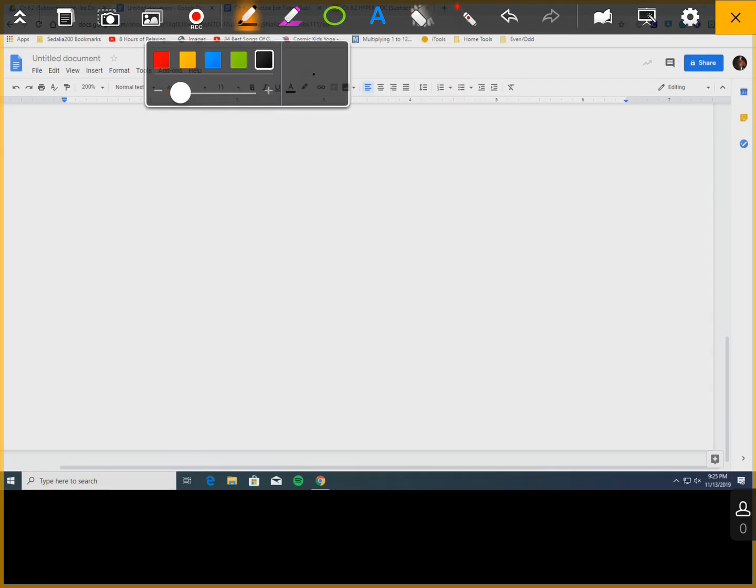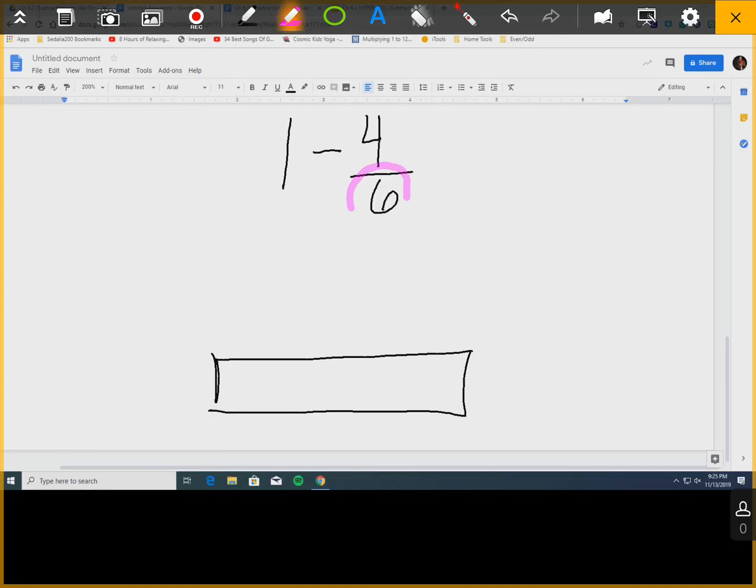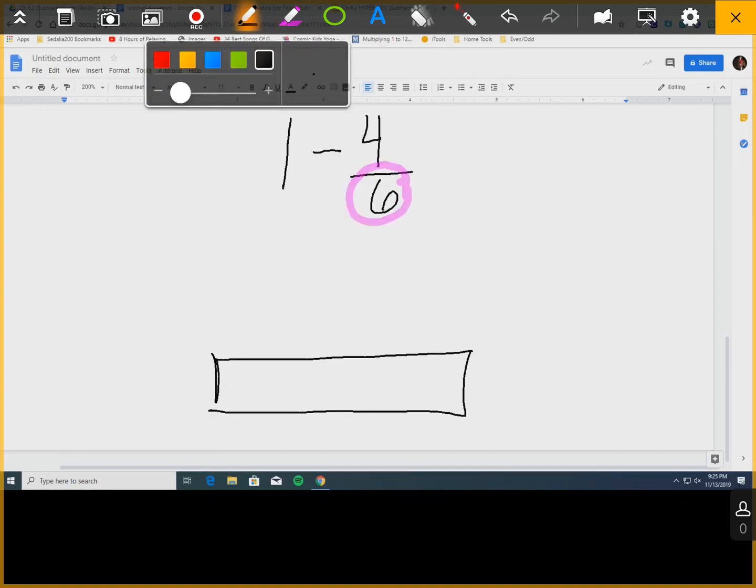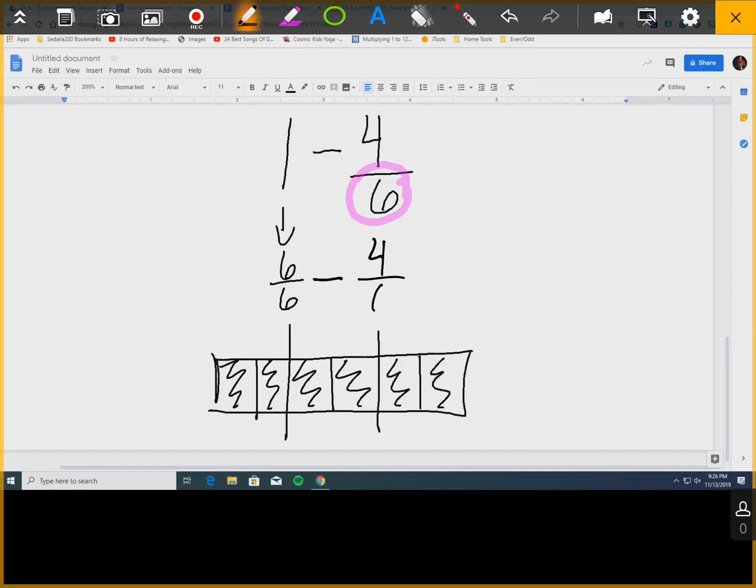The last problem we're going to look at is 1 take away 4/6. I'm going to start with my whole. My fraction is telling me I need to split my whole into 6ths. To get 6ths, I'm going to cut my whole into thirds and then do 2 times in each part. I'm starting with 1 whole, so I'm going to color in all 6 pieces that create my whole. So I'm going to rename 1 whole as 6/6, and now I'm ready to take away my 4/6.